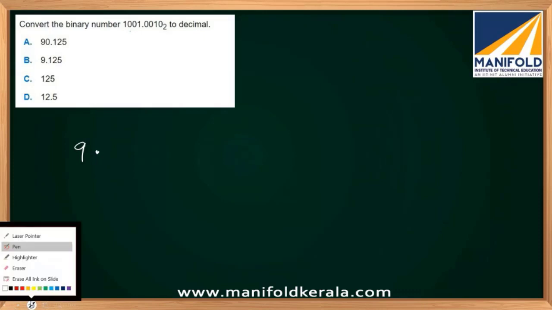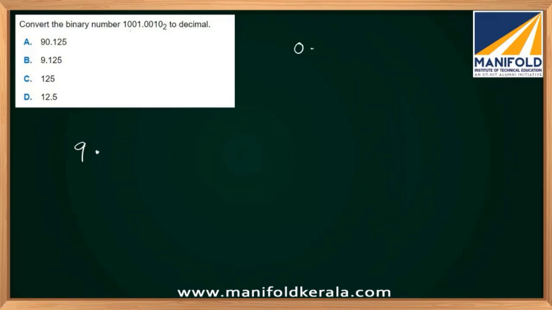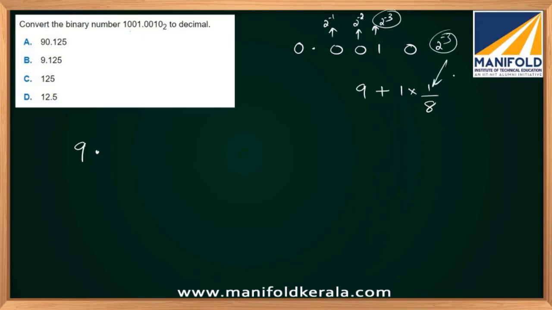What can you tell about the fractional part, 0010? There is only one 1 here. The first place is 2 raised to minus 1, then 2 raised to minus 2, then 2 raised to minus 3. So basically what you get is 9 plus 1 into 1 by 8. What is 2 raised to minus 3? It is 1 by 8, correct or not?